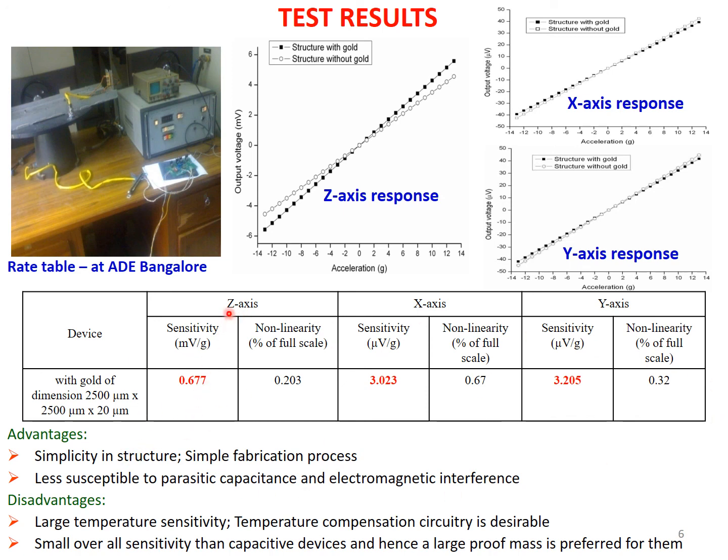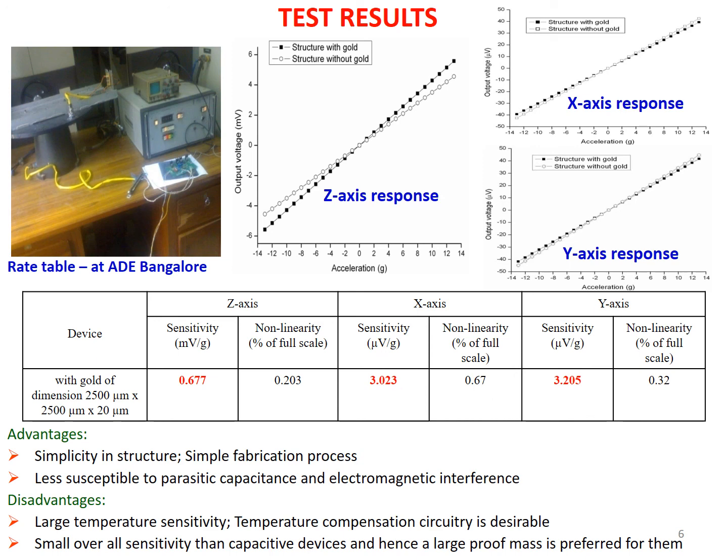So here what we can see in the z-axis, that is our primary requirement, the sensitivity is 0.6 millivolt per G, and nonlinearity is only 0.2%, right, for this particular case. Whereas if we look at the x and y axes, although they look like a linear response, look at the unit. In our primary sensing axis it is 0.6 millivolt per G, whereas for the x-axis and y-axis the sensitivity is 3 microvolt per G, here also 3.2 microvolt per G, right?